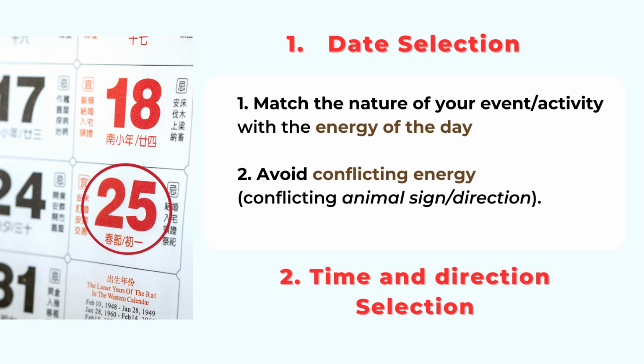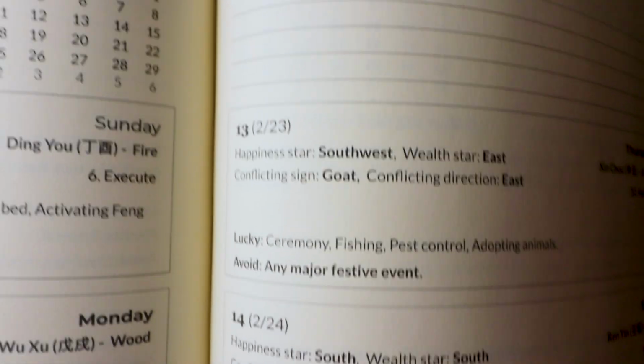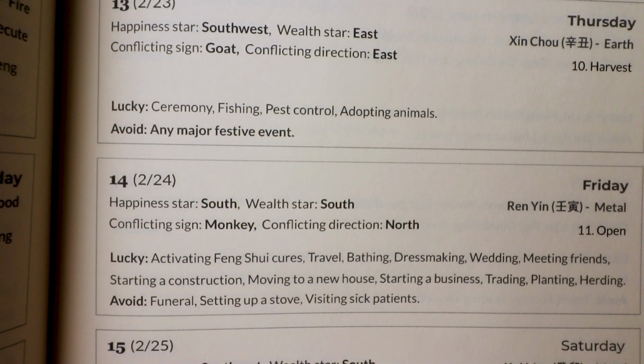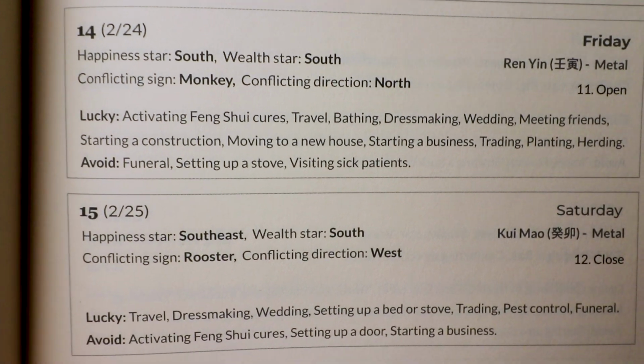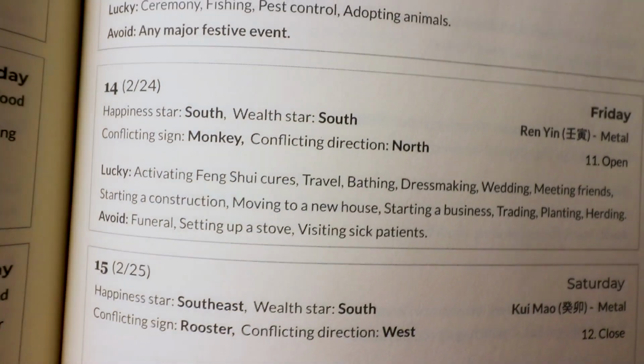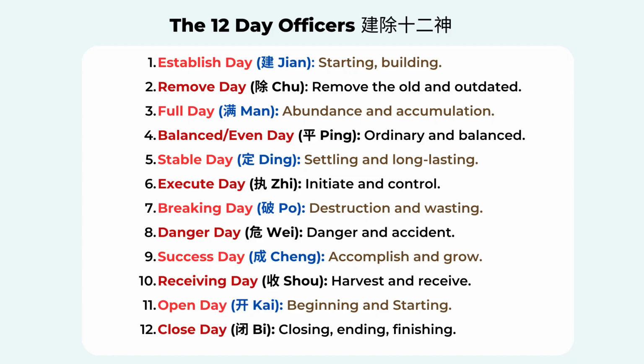First, we need to know the nature of your event. The easiest way is to just check the lucky activities of that day. If your event is under the lucky activity of that day, then basically it's a lucky day. You can look at the nature of your event and check the 12-day officers. We talked about the 12-day officers in a different video before. I will put the link in the description box.